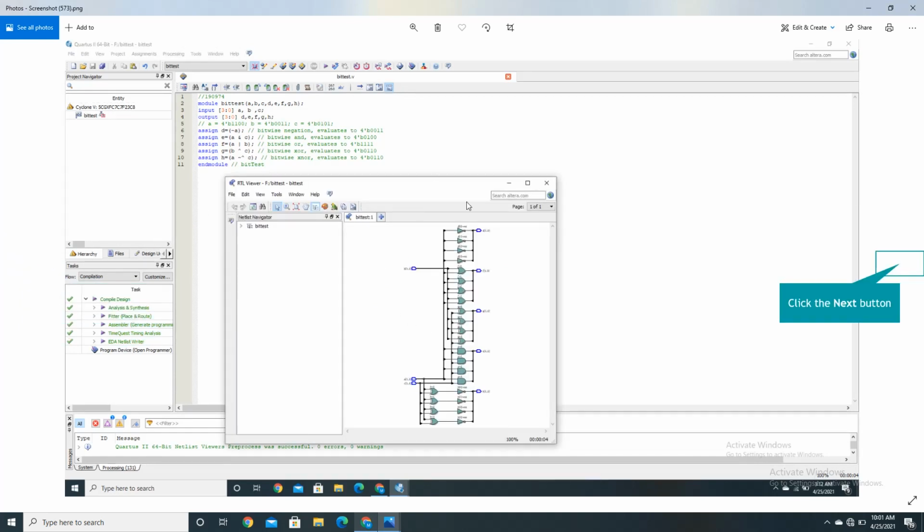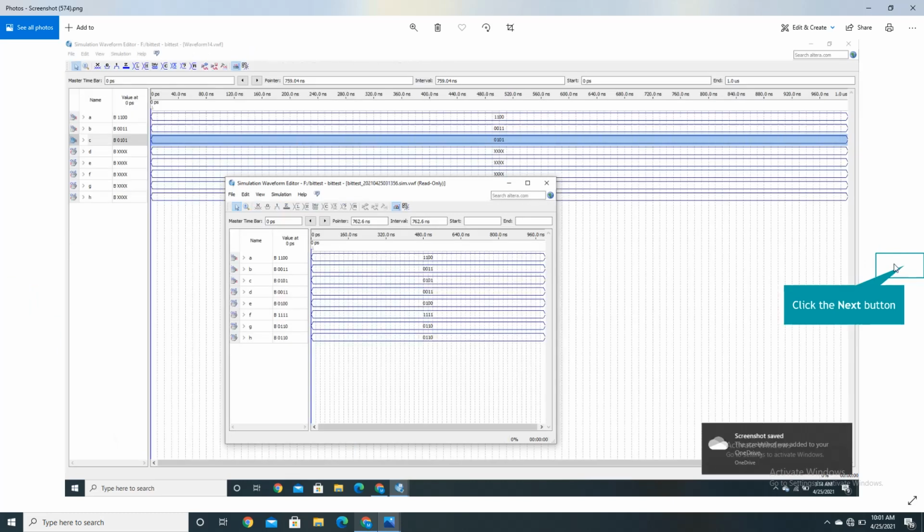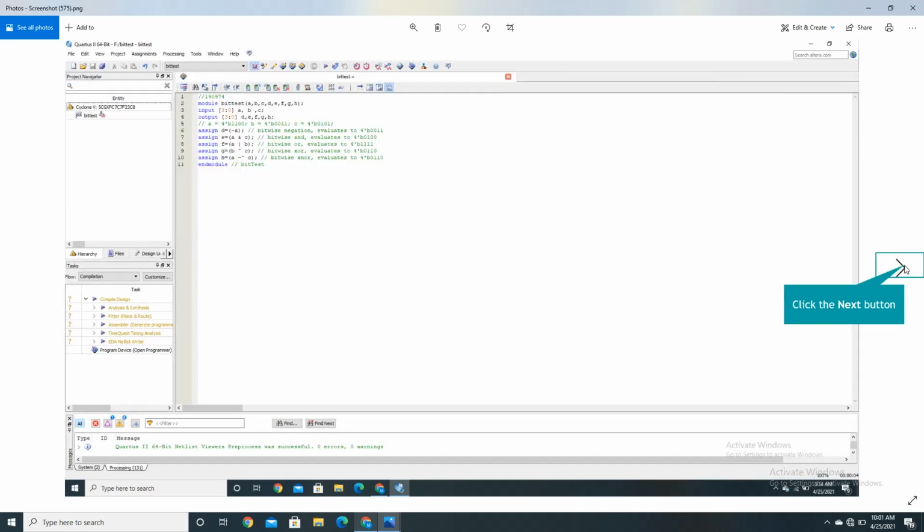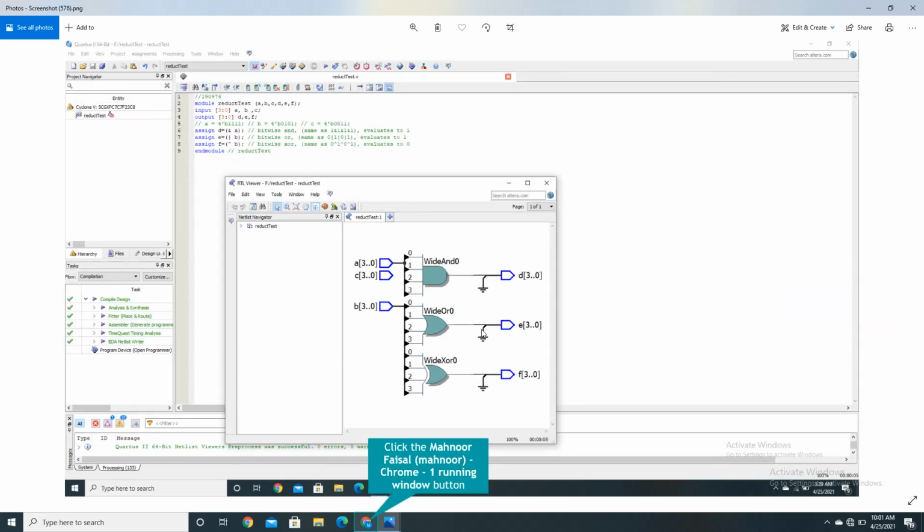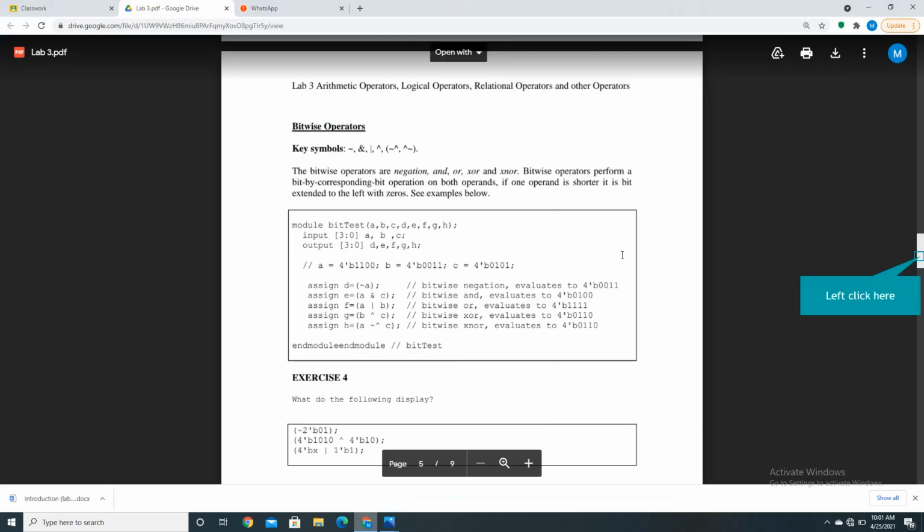So this is the circuit of Vitruvius. This is a greater circuit, a long circuit, and after this, this will be the output implemented over here. Then after bitwise, we would be going to the reduction operators.